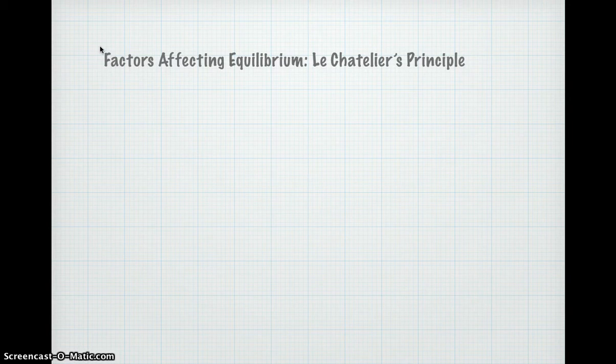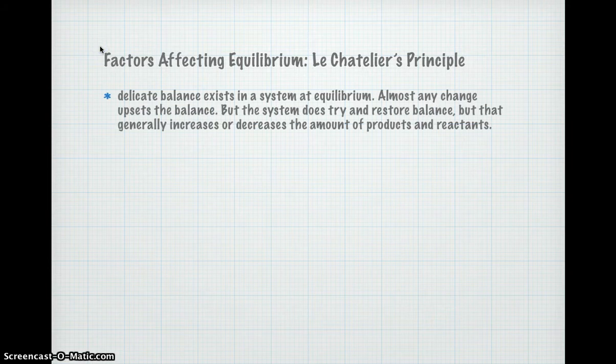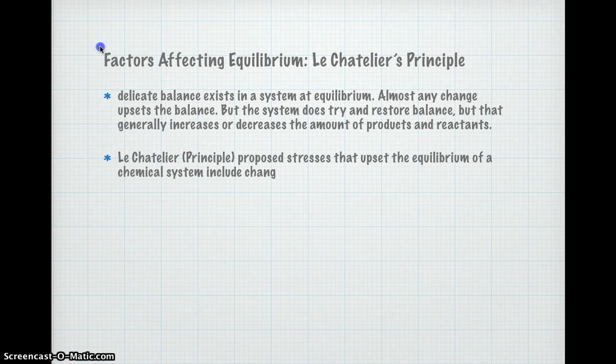All right, because it's not very difficult if you're really paying close attention. There's a delicate balance which will exist in a system at equilibrium. Almost any change will upset the balance, but the system does try and restore balance. But that generally increases or decreases the amount of products and reactants.